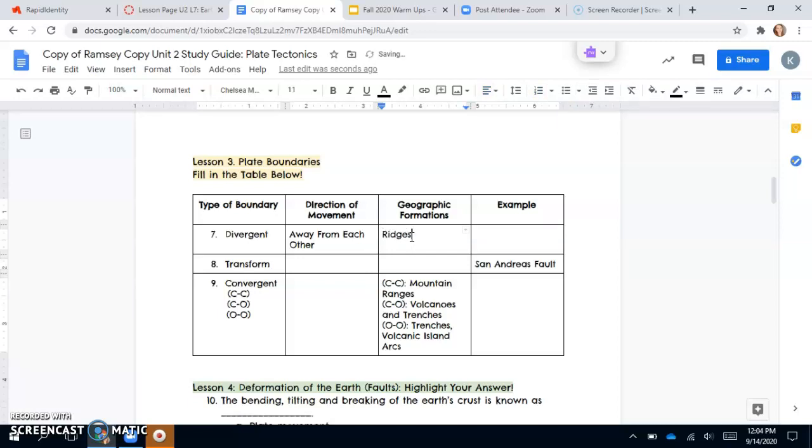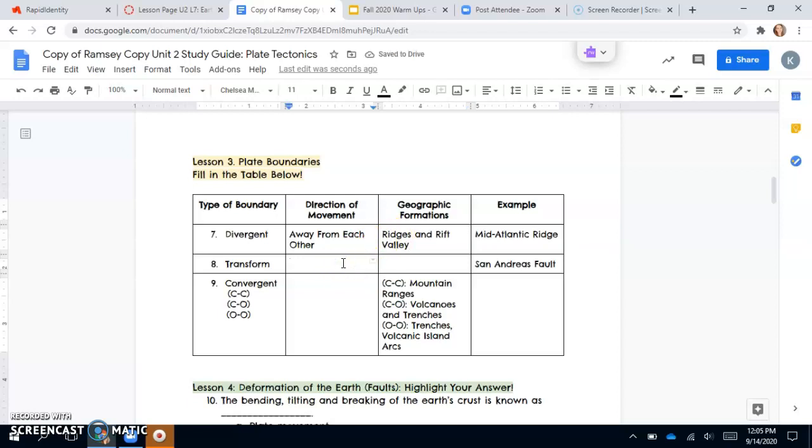ridges, right? This is where we have two oceanic plates typically moving away from each other, and as they move, you get that magma that pushes up and comes out in the middle and starts to spread and make new crust. So an example of this would be the Mid-Atlantic Ridge. Okay, so we do get ridges and also rift valleys. And a lot of times these are on the ocean floor.